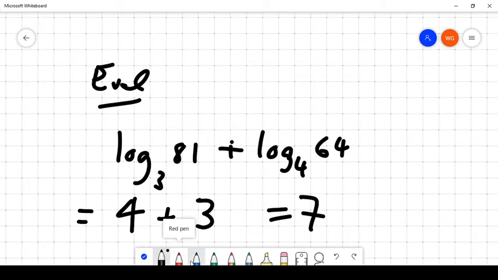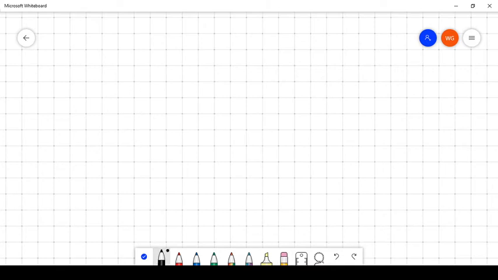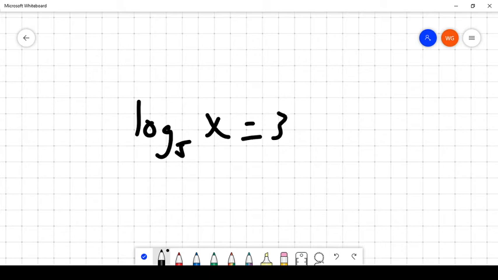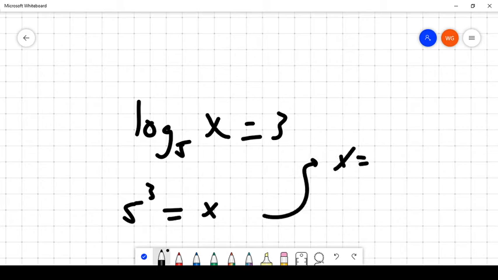So that's another type of question you can do if you understand the laws of logarithms. Look at this one. Use your knowledge of logarithms to solve the following equation. We're going to solve log base 5 of x equals 3, and solve for x. Well, 5 to the power of 3 equals x. X equals 125. Once we know the relationship that exists between logarithms and exponents, it really opens up a lot of potential questions for us to do.